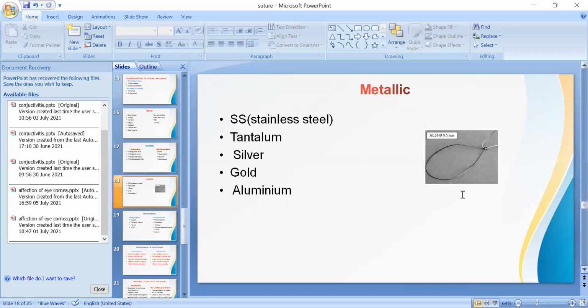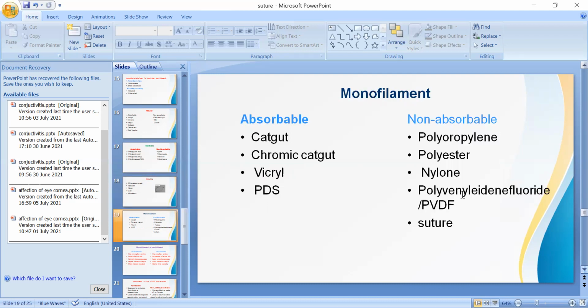So then metallic. Under metallic there is stainless steel, tantalum, silver, gold, and aluminium. So these are the metallic suture materials. And then monofilament.